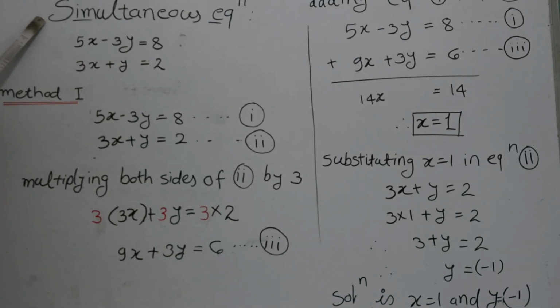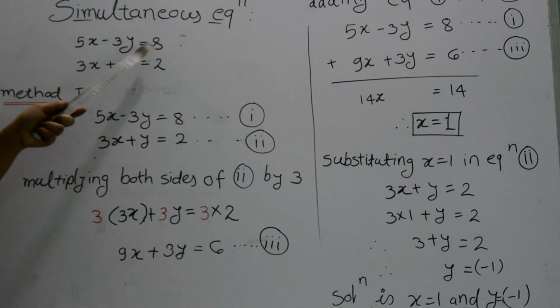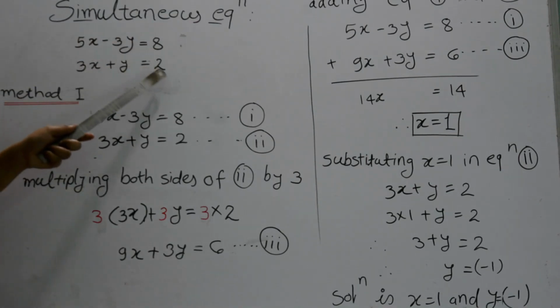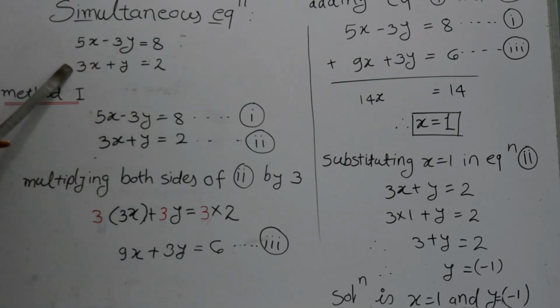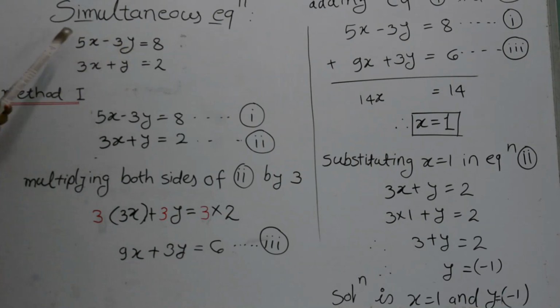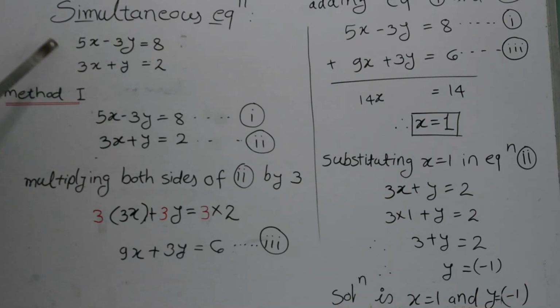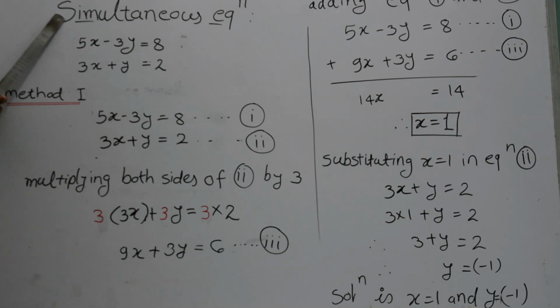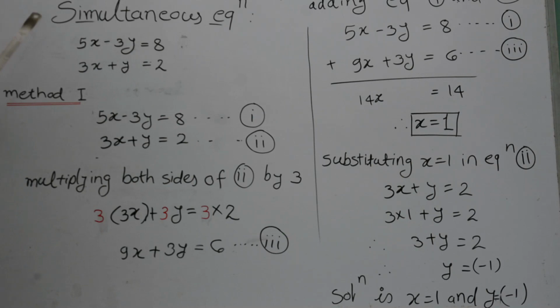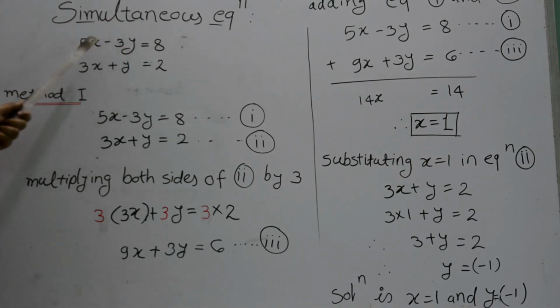Let's start with the simultaneous equation. Now these are the two equations, 5x minus 3y equal to 8 and 3x plus y equal to 2. These are linear equations. Why? Because x and y are the two variables in both equations and the degree is also 1. So these are two linear equations, and as these are two linear equations, we call them simultaneous equations. Okay. So now we will learn how to solve these simultaneous equations. Solving simultaneous equations means finding out the values of these two variables x and y.